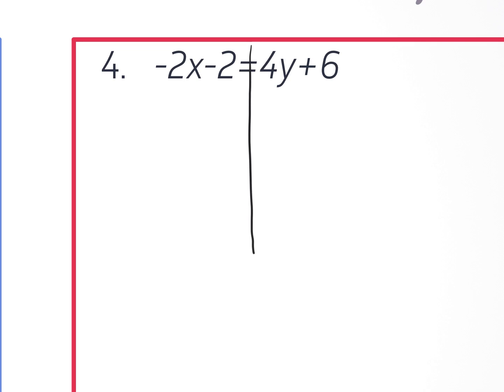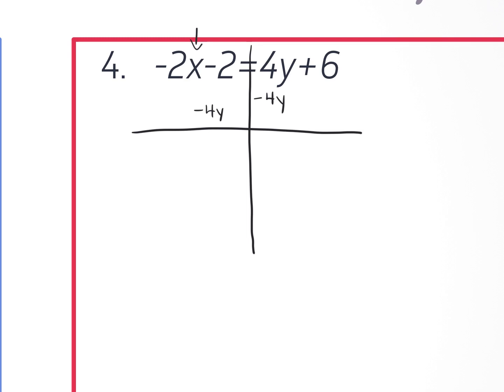Okay, so I see I have my x right here, but my y is on the right side, and I need that on the left side. So it's a positive 4y, so I'm going to subtract 4y. And if I subtract 4y on the right side, I also have to subtract 4y on the left side.